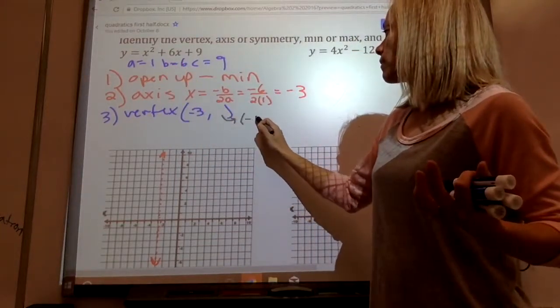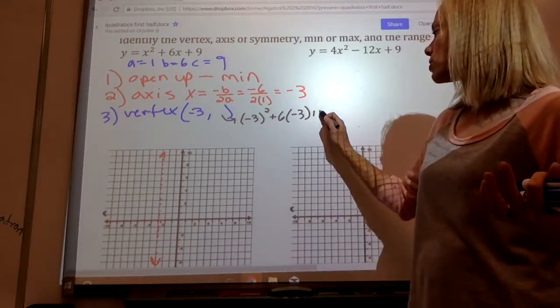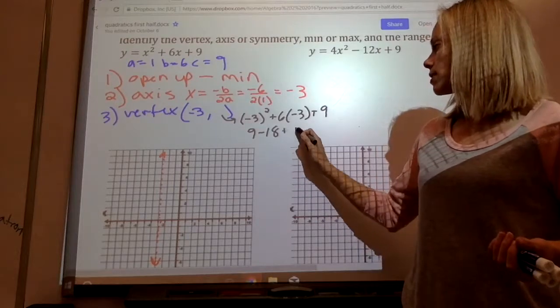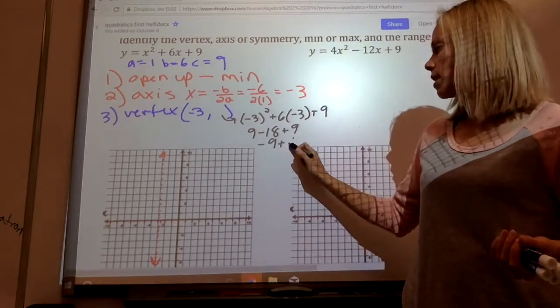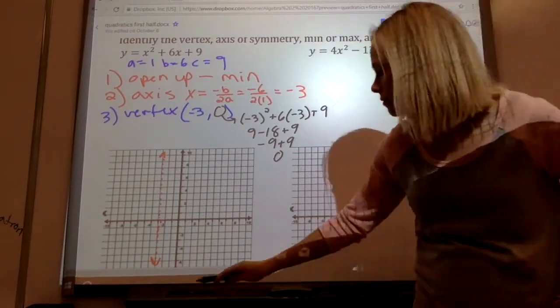So I would have negative 3 squared plus 6 times negative 3 plus 9, which would be 9 minus 18 plus 9, negative 9 plus 9, which is 0. So I can graph that. My vertex, negative 3, 0.